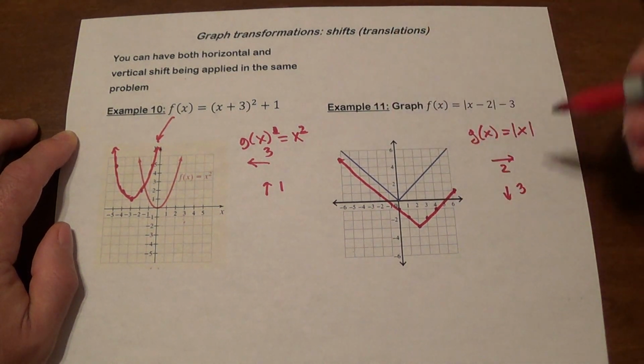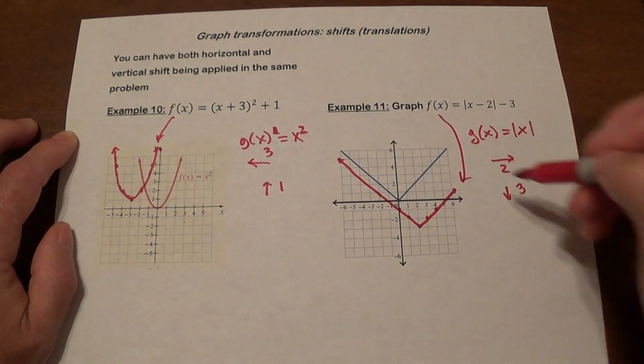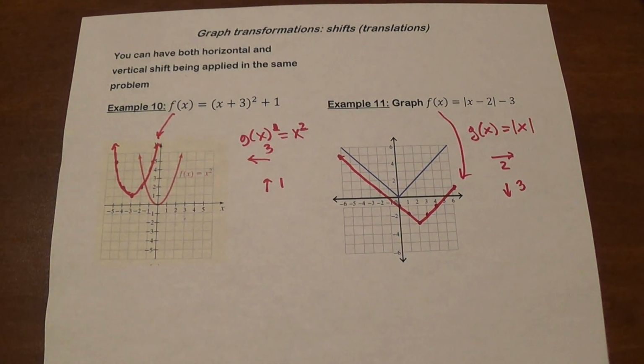I do want to mention one more time that the graph's shape and orientation does not change with translations. It just moves the same graph around the coordinate plane. Okay, so I hope this helps.